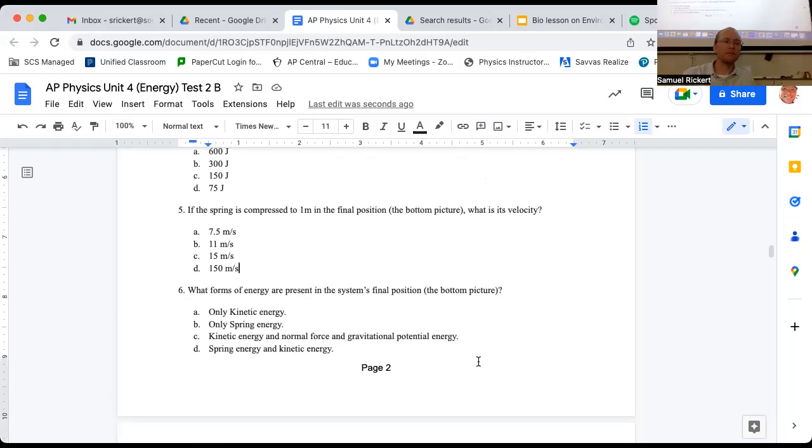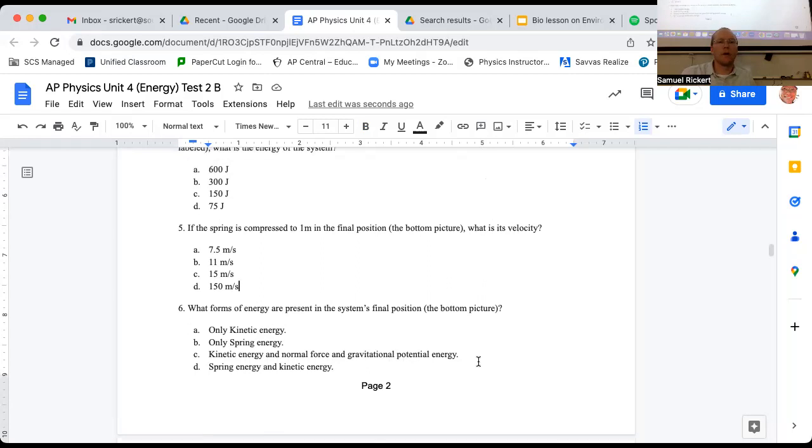Number 6. What forms of energy are present? Well, we just said spring energy and kinetic energy. So I don't know how you would get 5 right and not 6. That would be difficult, unless you're really good at guessing.